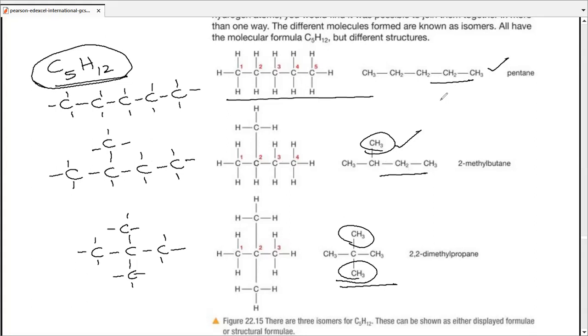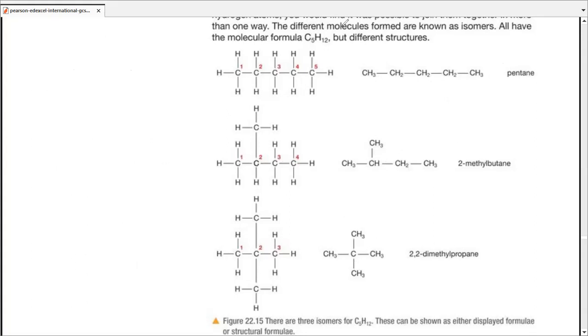All right? Okay, let's practice. I want you to go ahead and draw 2 isomers for this compound. And afterwards, when you're done drawing the isomers, give them names too.